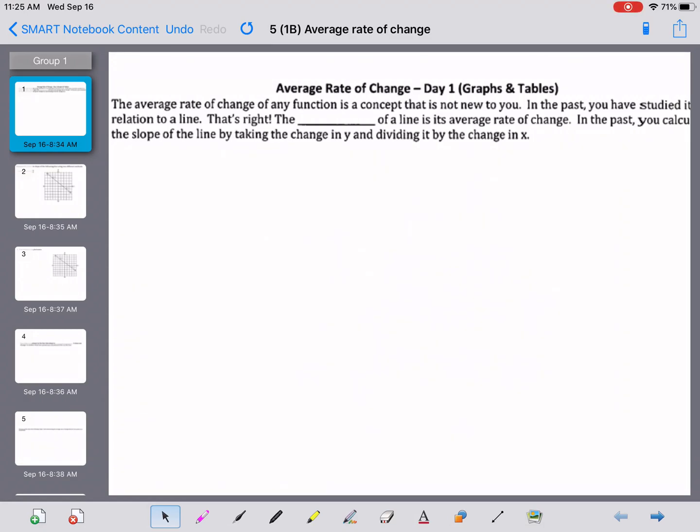Today we're going to talk about average rate of change. And the average rate of change of any function is a concept that is not new to you. In the past, you have studied it in relation to a line. That's right.